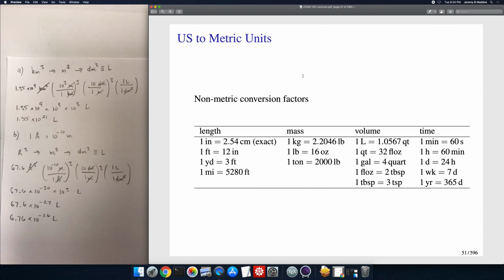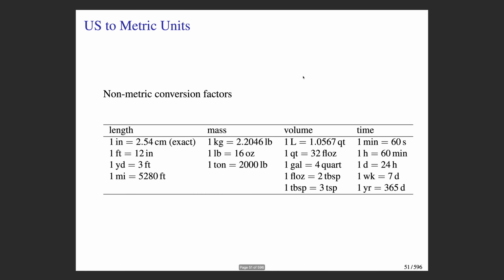Okay, for this last part, we are going to do a few conversions between the English system and the SI system. And so here is a table. You don't have to memorize anything from the table, really. For example, in the assessment I give you, any of the conversion factors that you need to use will be given to you. So this isn't a memorization slide. I just need to show you some conversion factors.